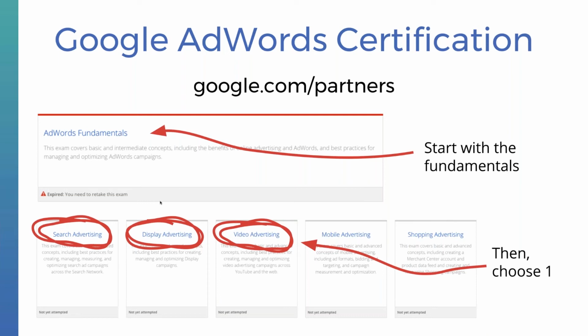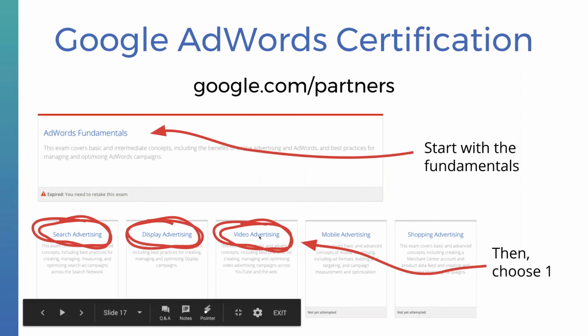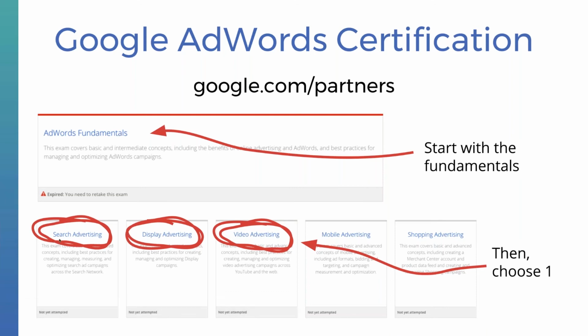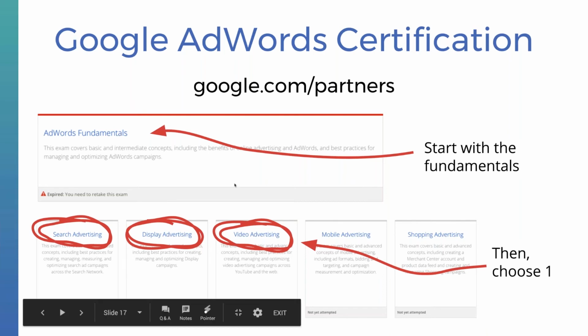Then to become certified, all you really need to do is take one additional exam as well. Some of the choices that I've highlighted here are search advertising, display advertising, and video advertising, so that'll be YouTube. Highly recommend, at the very least, taking the search advertising exam. So AdWords fundamental, and then one additional of these 5 down below. You can take all 6 if you want to.